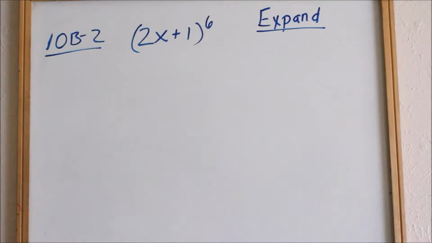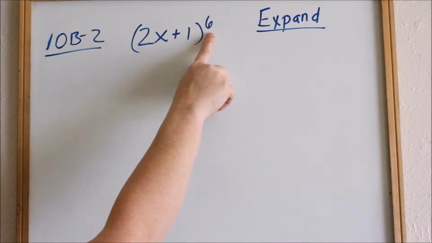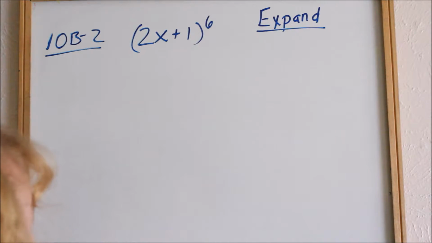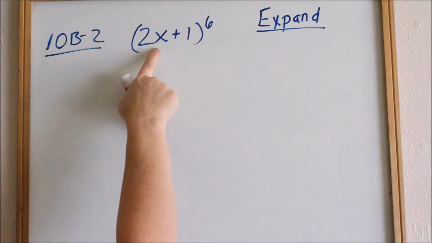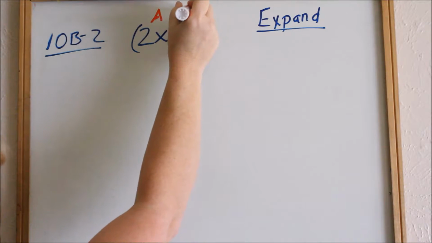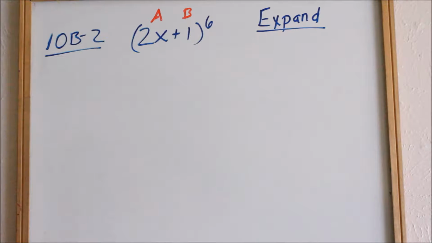Okay, in the last lesson we were expanding stuff to the second and third power. Today we're going to be expanding to higher than third, and we'll be using Pascal's triangle. The best thing I can tell you is to label this as your A term and then the second one as your B term. So A is 2x, B is 1. Now I'm going to write a formula for this.